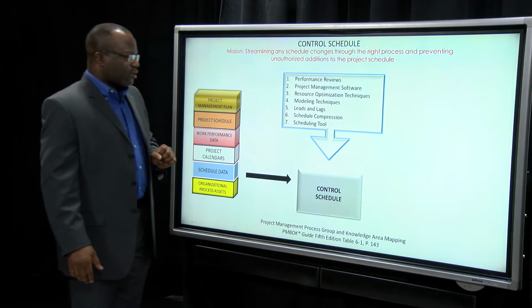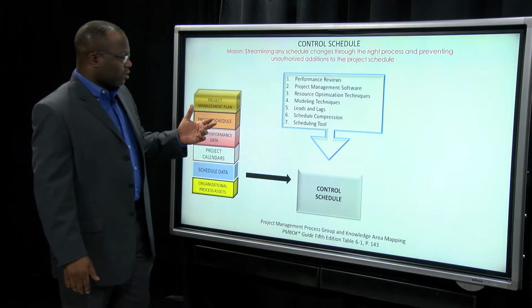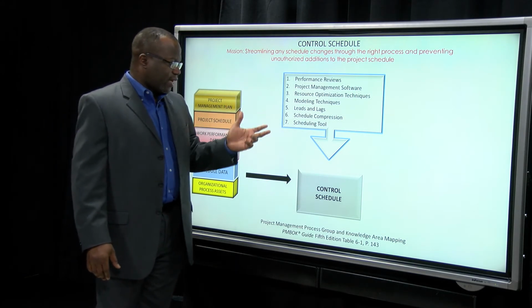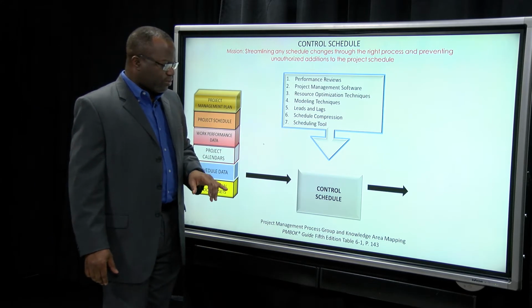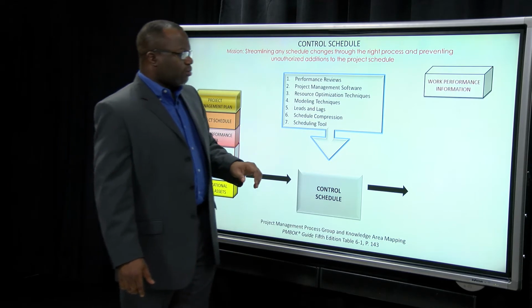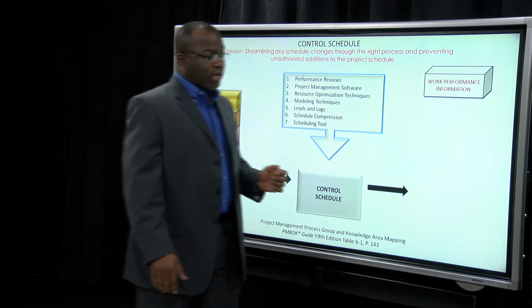Let's take a look at our tools and techniques: performance reviews, reviewing project performance schedule-wise; project management software used to control the schedule; resource optimization techniques, we've talked about those, resource smoothing, resource leveling; modeling techniques, we've talked about those, what-if scenario analysis and simulations. Leads and lags, talked about that; schedule compression, crashing and fast tracking; scheduling tools such as the Primaveras of this world, we know those. But I asked you, you got WPD going in, there's your WPI coming out.